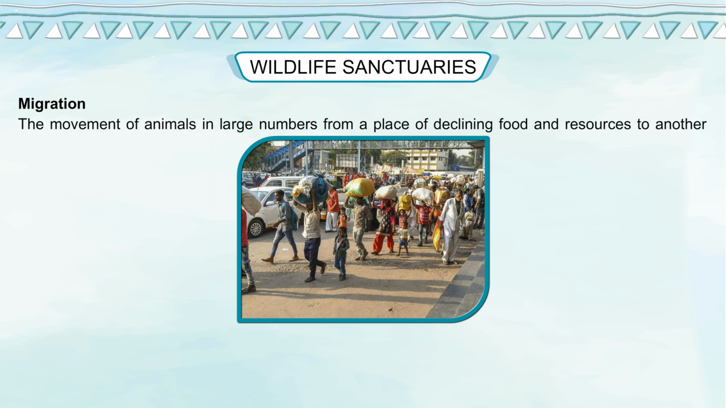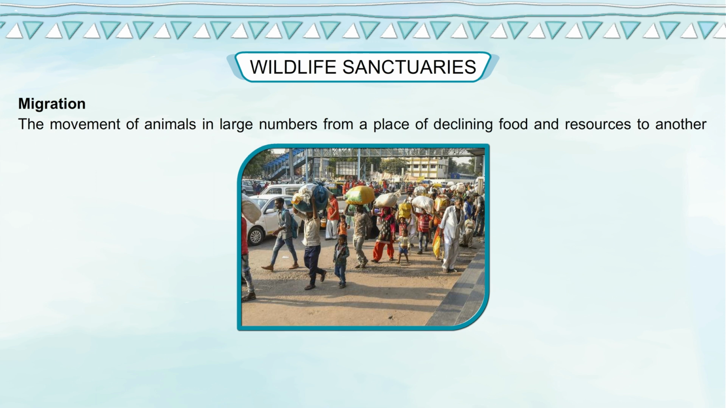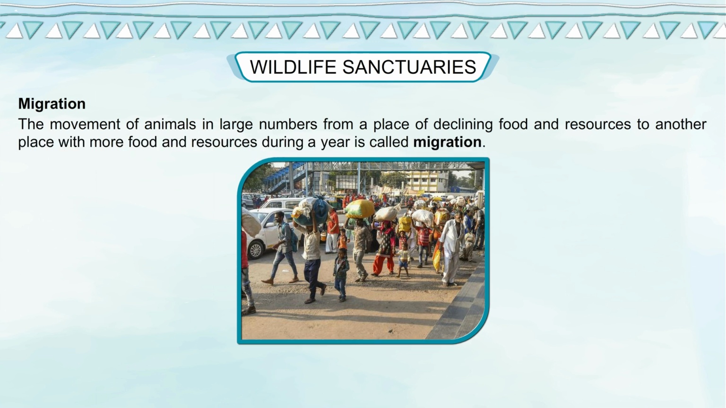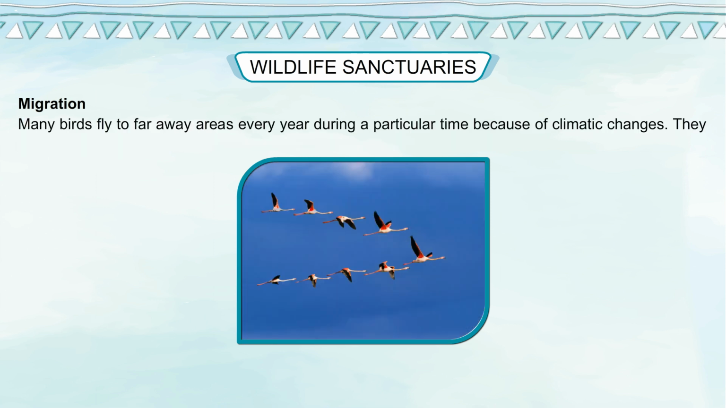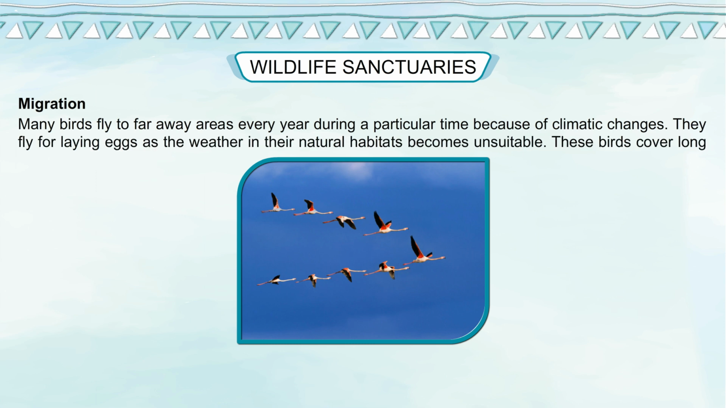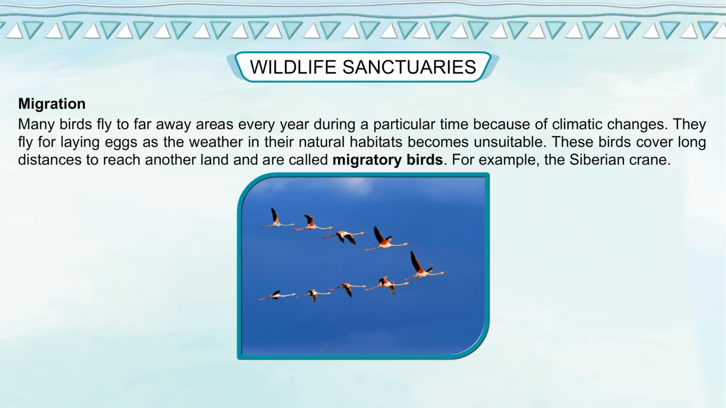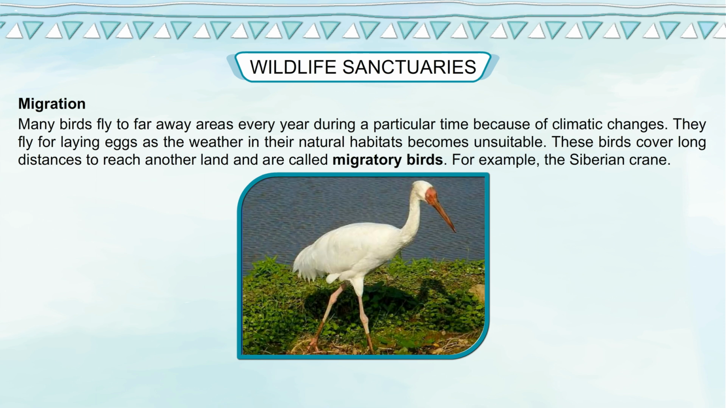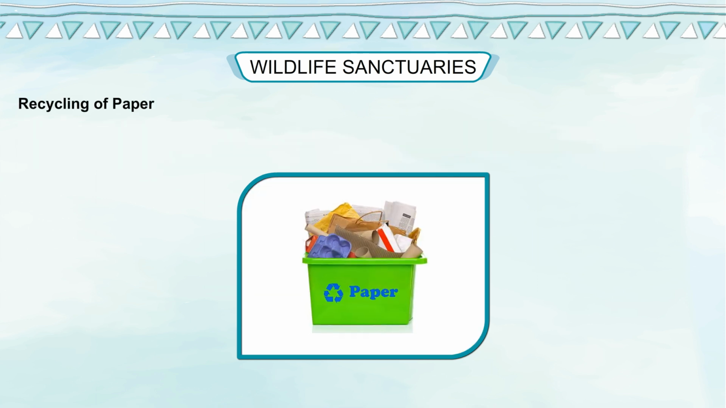Migration. The movement of animals in large numbers from a place of declining food and resources to another place with more food and resources during a year is called migration. Many birds fly to faraway areas every year during a particular time because of climatic changes. They fly for laying eggs as the weather in their natural habitats becomes unsuitable. These birds cover long distances to reach another land and are called migratory birds. For example, the Siberian crane.